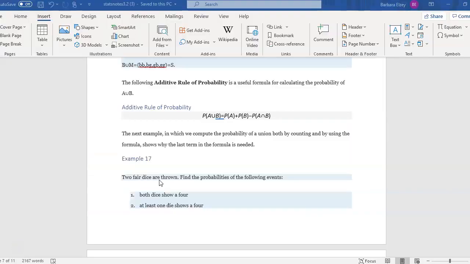Now we're going to look at example 17. Two fair dice are thrown. Find the probabilities of the following events. 1, both dice show a 4. And 2, at least one die shows a 4. Now, we could do this in two ways.